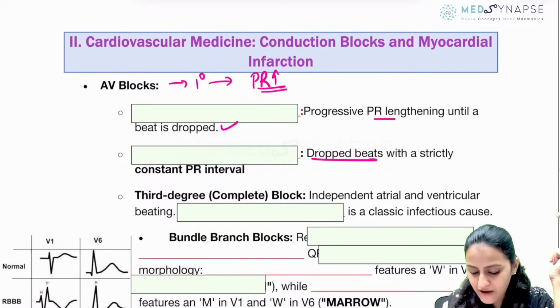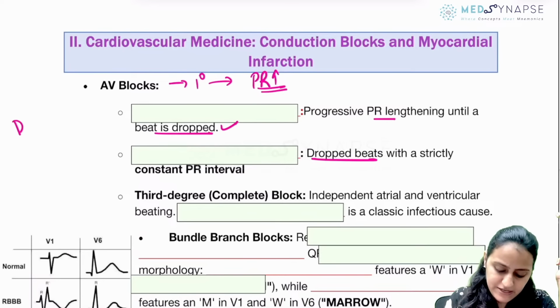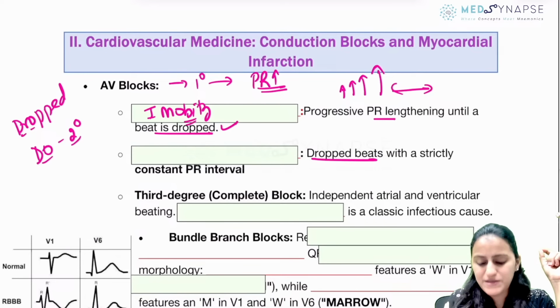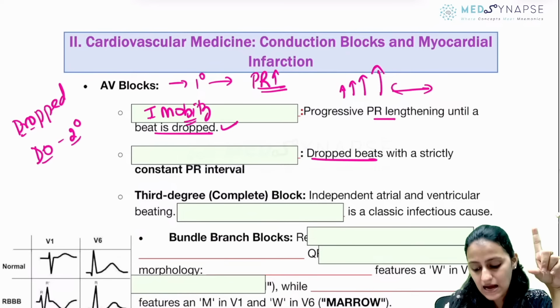So remember, when you have dropped beat, the trick to remember is dropped beat. Dropped, that is second degree heart block. When there's a drop beat, the QRS is absent, check for the PR interval. If it is progressively increasing and then there is a drop, that is Mobitz type 1. Remember, Mobitz is second degree heart block, which is also called as Wenckebach phenomenon. Okay, remember Wenckebach is Mobitz type 1.